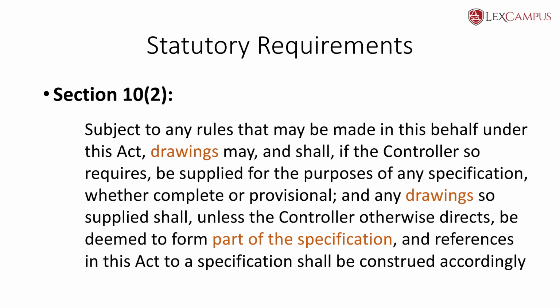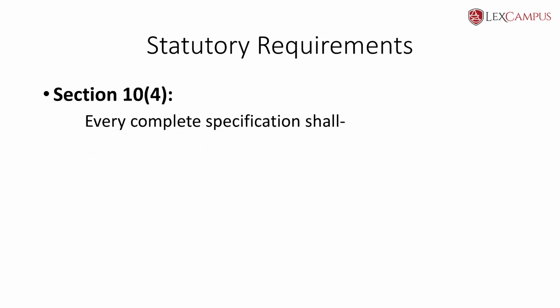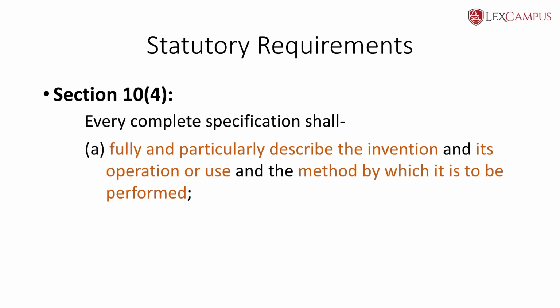So when you regard something as a part of a specification, it means that that part could be used as an intrinsic requirement for constructing the specification in case there is any ambiguity. Section 10(4) further says every complete specification shall fully and particularly describe the invention. You again see the words describe the invention being repeated here. Fully and particularly, we need not get into that. There is a certain style in which certain provisions in law are written, and this has been explained by the courts, so we need not worry about it.